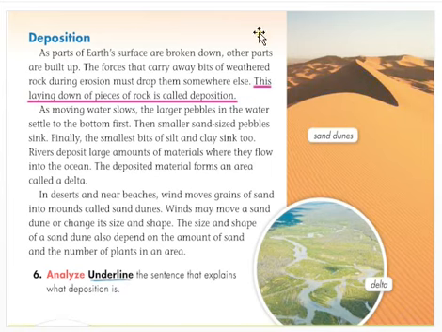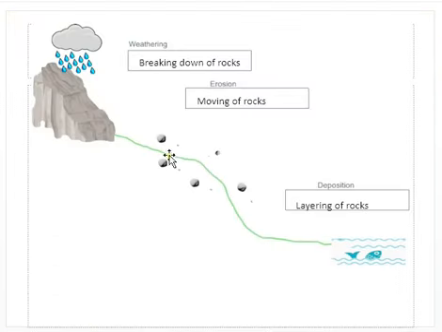I know this is a long paragraph, but I will make it short for you. It says here, deposition is the laying down of pieces of rock. So after the rock is broken, it is carried away by erosion, and then it is layered by deposition. I have here some pictures for your easy understanding.